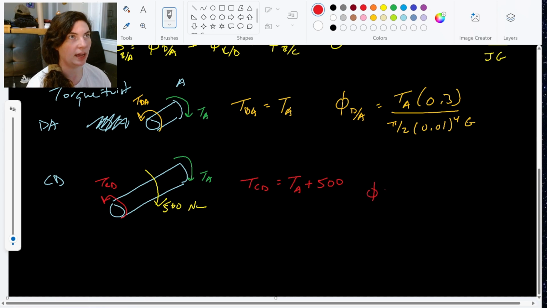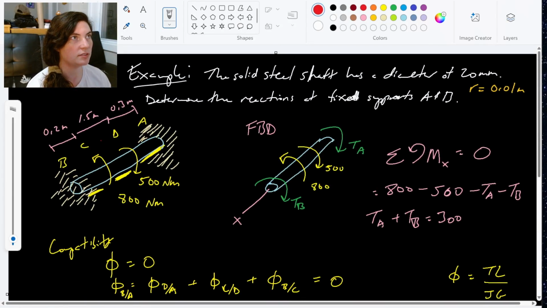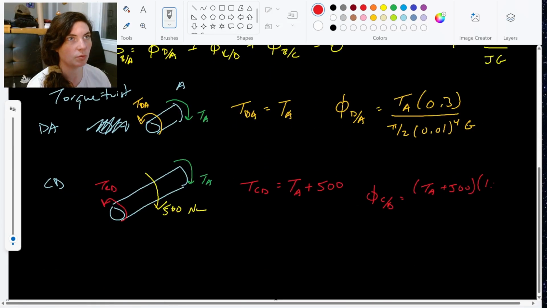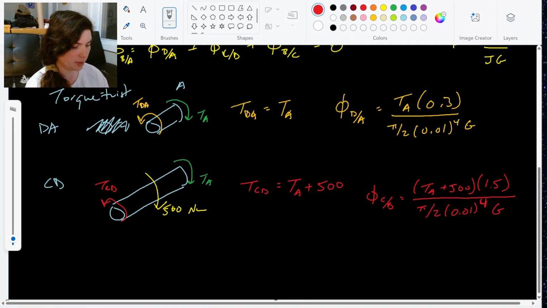I can set up my angle of twist of C with respect to D. Now I use that TA plus 500 as my torque term. TA plus 500 times the length of CD. The length of CD in the problem here is 1.5 meters, over, again, it's the same area. Honestly, I don't know that I needed to write out this polar moment of inertia because I think it's the same for this whole beam, but I guess we'll find out when we get there.